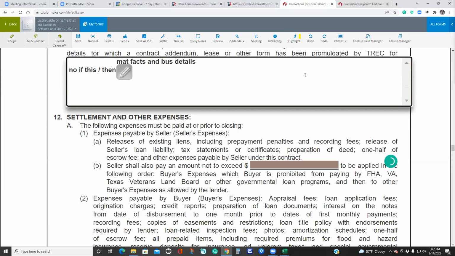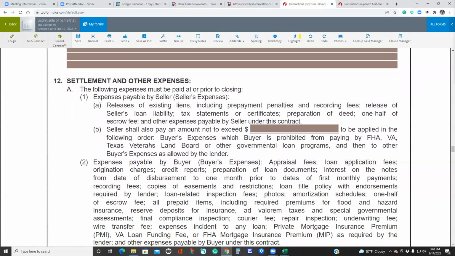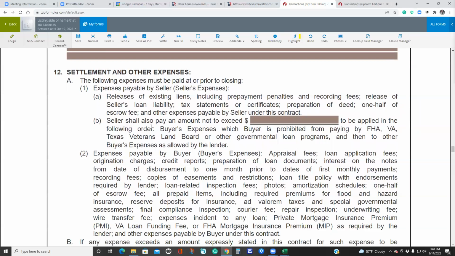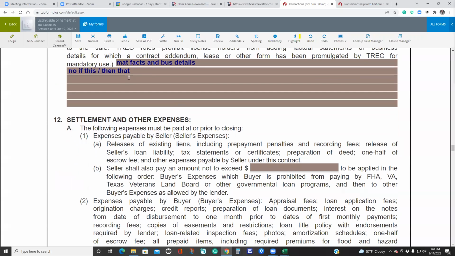Something like that. Oh, if this, then that, right? The reason I say that is, for example, in special provisions, if I said seller will install new carpet if buyer will do this, that's if this, then that, right? That doesn't work. We don't put that in there. Just material facts and business details.